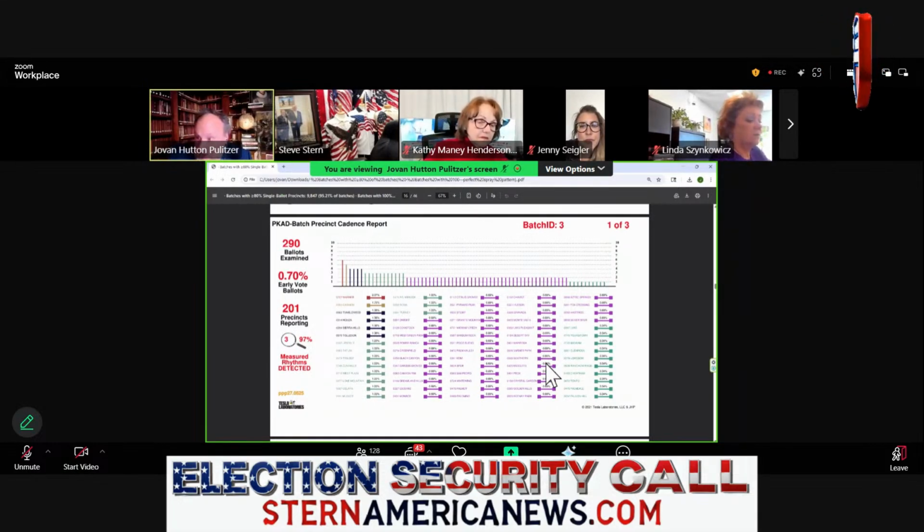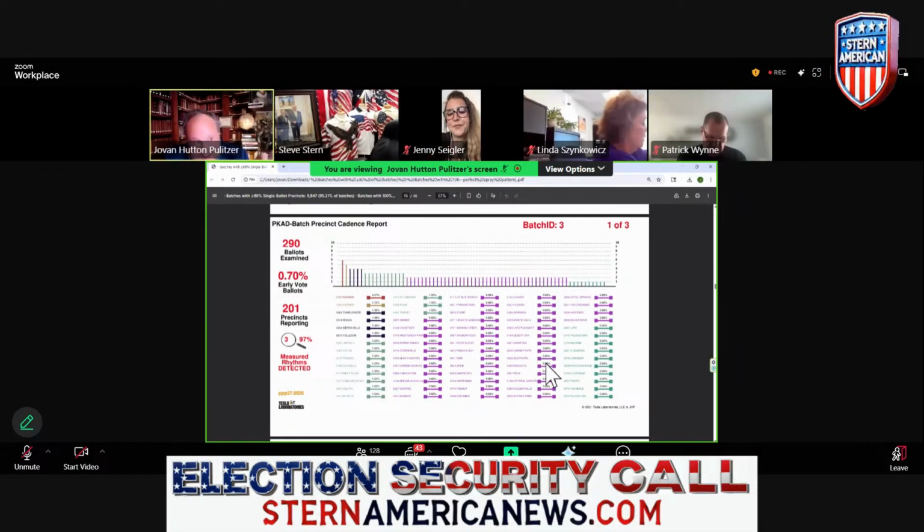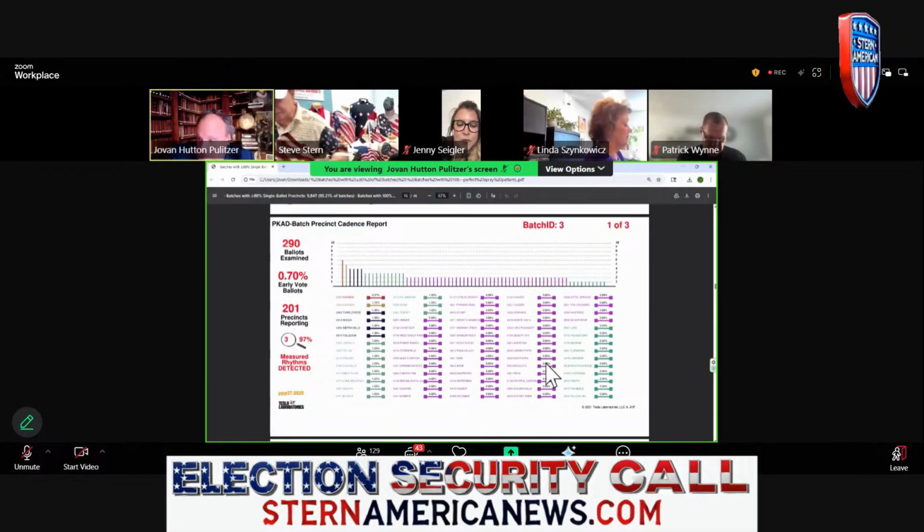Batch number 3 had 290 ballots. Look straight down. It says 0.70 early votes. That basically means this is predominantly an election day batch. It's 99.3% election day. Okay? There are 209 ballots. There are 201 precincts reporting.